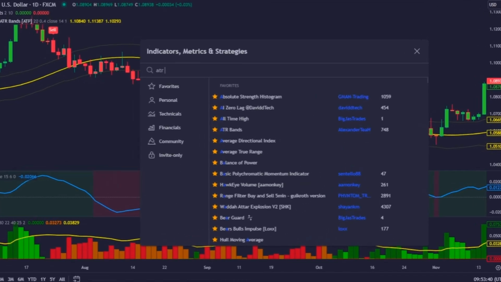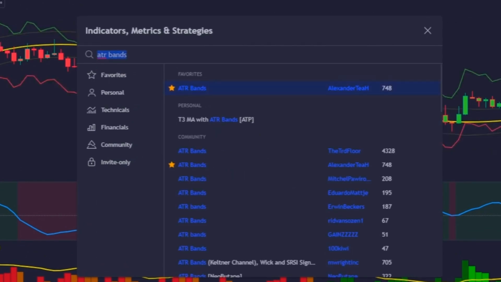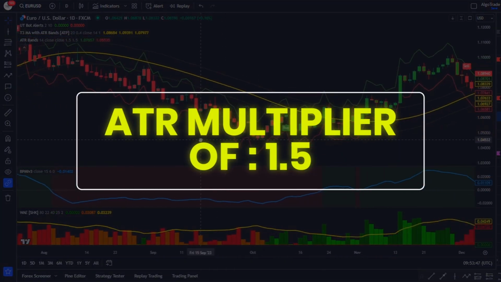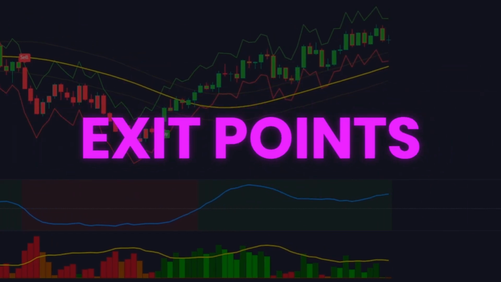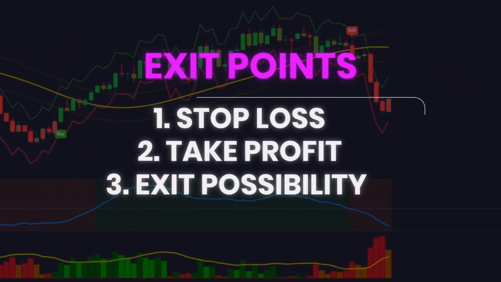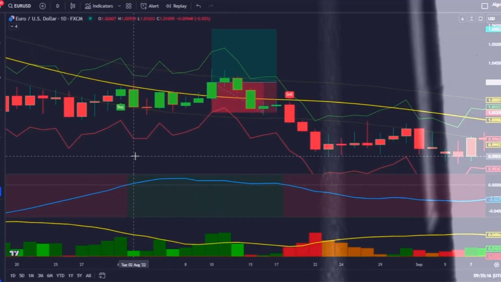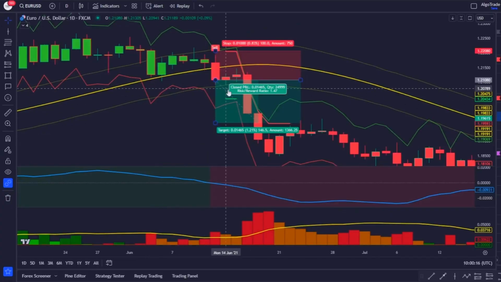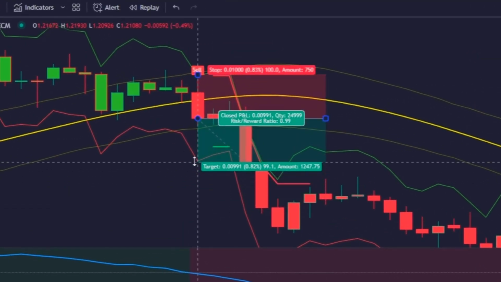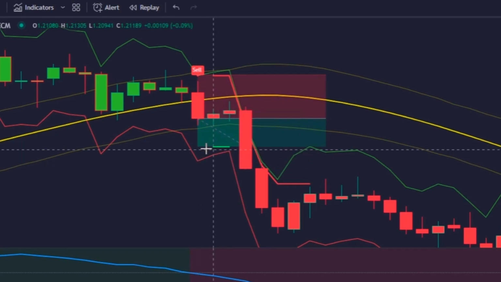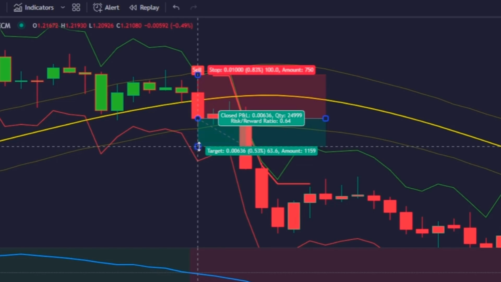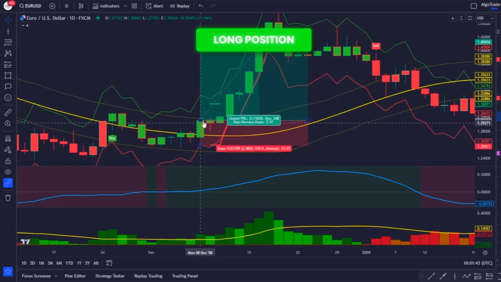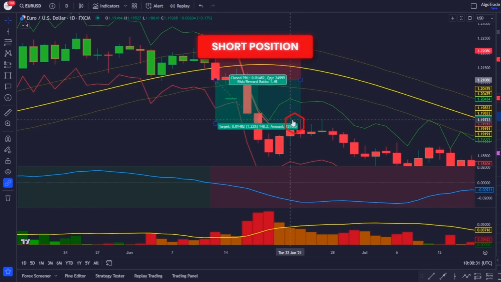Now for the stop losses, we use again the ATR bands indicator in the same way as on the crypto strategy, with a multiplier of 1.5. And finally, regarding the exit points, there are also 3 different possibilities that can happen. The first one is of course if the stop loss is hit. The second one, regarding the take profit, happens in the exact same way as in the crypto strategy, with the first take profit level and then a trailing stop, with the same ATR multiples. Here you've got an example of a long position, and here you've got an example of a short position.